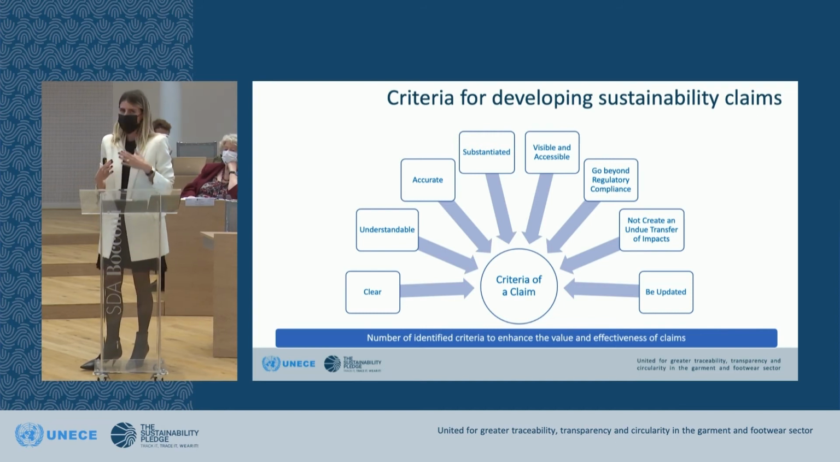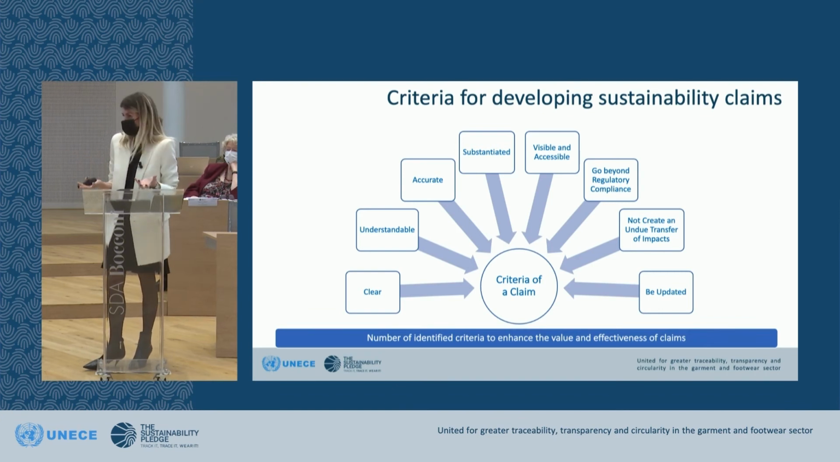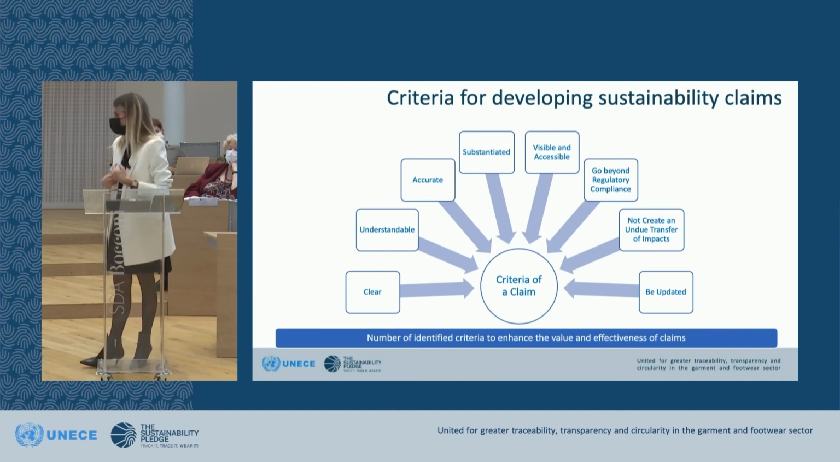So mentioning the REACH, if the claim is on the REACH, that's not really a claim because it's not going beyond what is already required by the law. If that product is not compliant with the REACH regulation, then it simply cannot be in the market, right? It cannot be sold in the market. But I would like to hear your point of view.